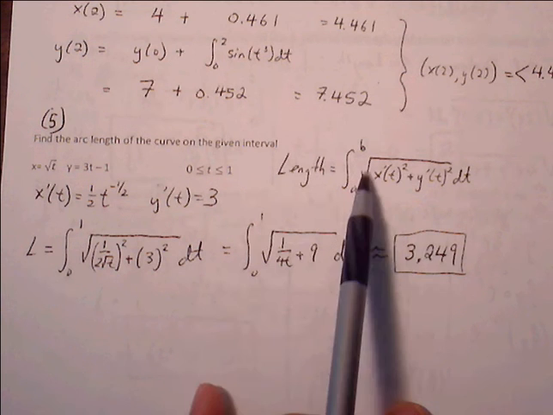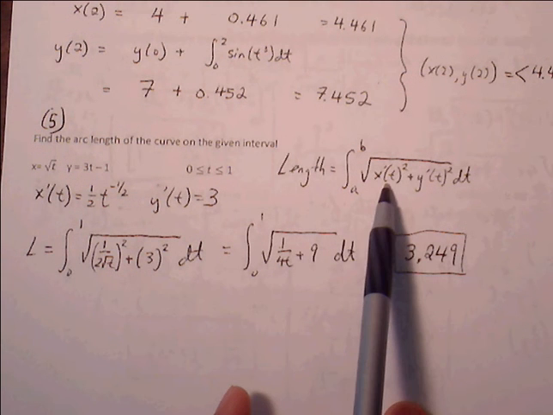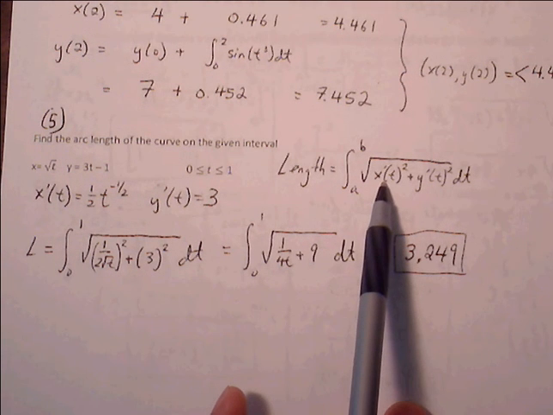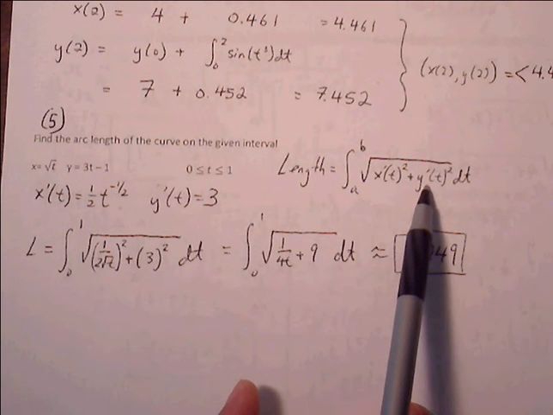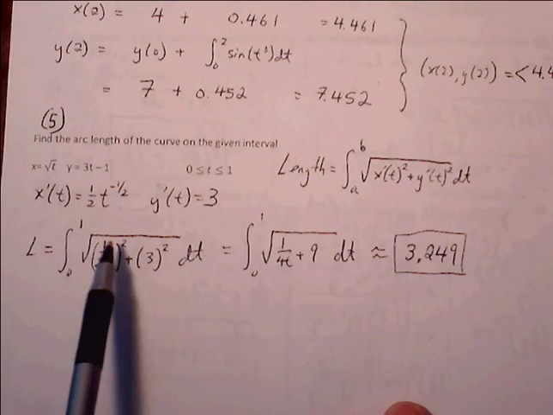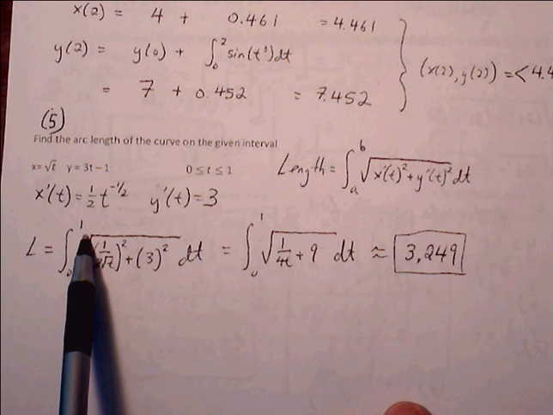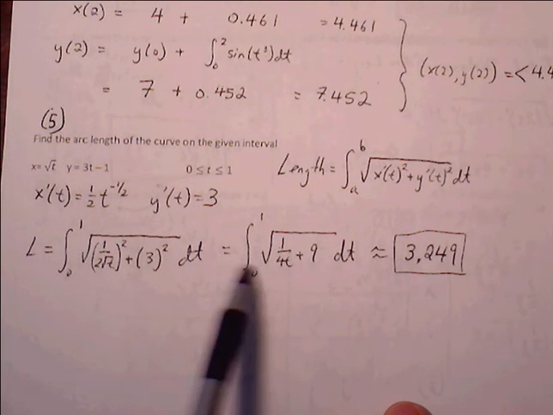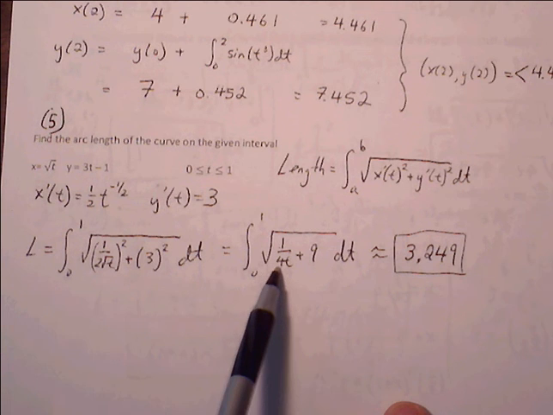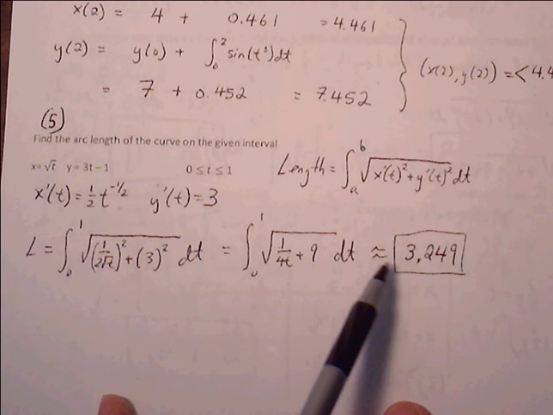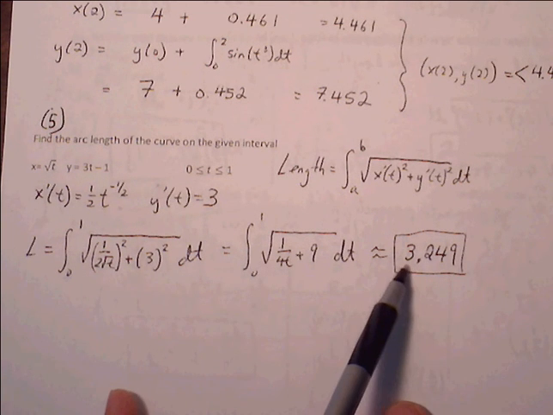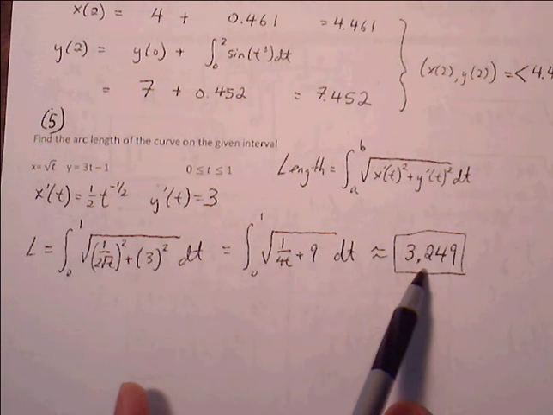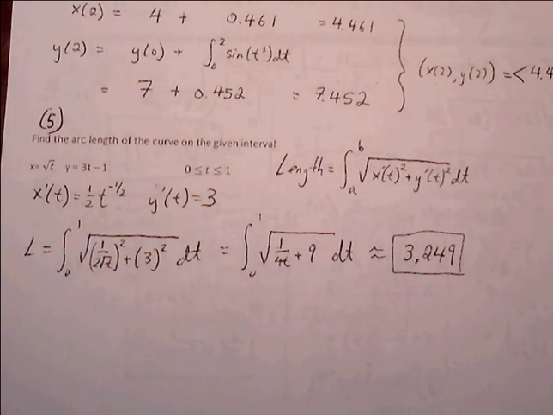We plug this into our arc length formula, so 1/2 root t quantity squared plus 3 quantity squared. We can work through this, but most likely we want to use our calculator. The calculator will do the work for us, and the arc length, or length of this curve, will be 3.249.